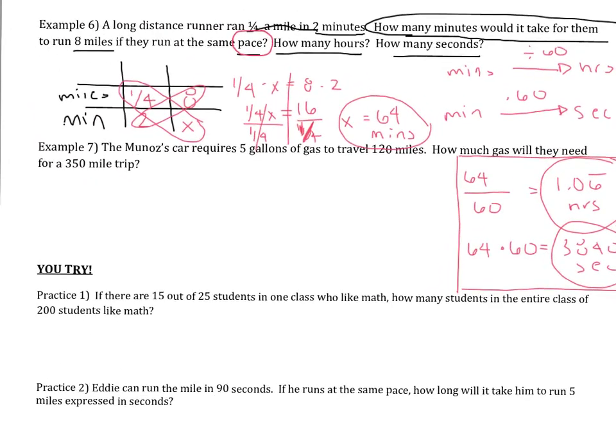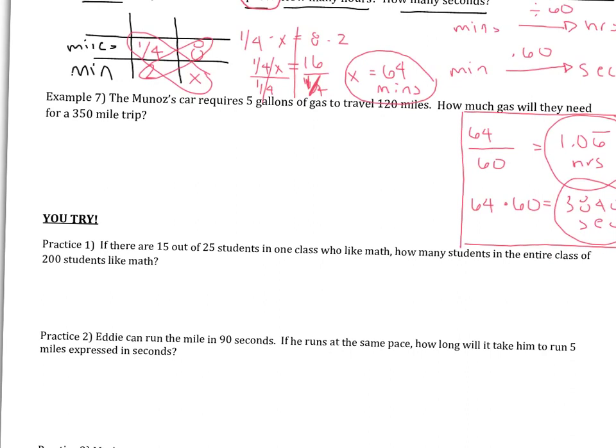All right, let's do one more together, and that's example 7. The Munoz car requires 5 gallons of gas to travel 120 miles. So 5 gallons to travel 120 miles. How much gas will they need for a 350-mile trip?